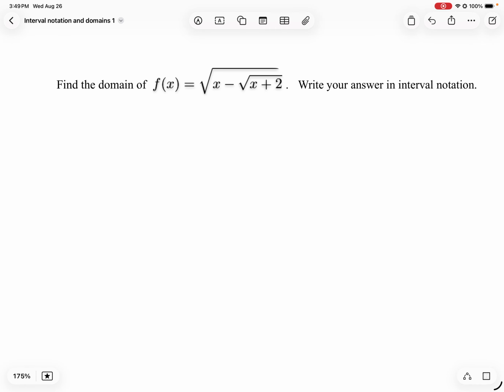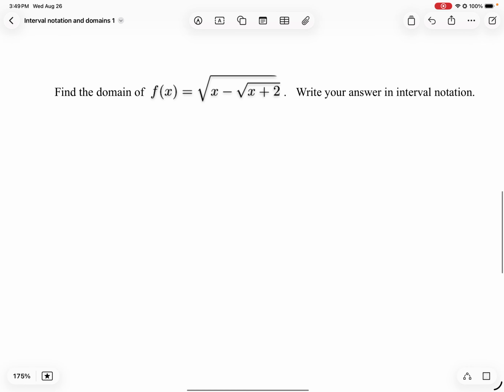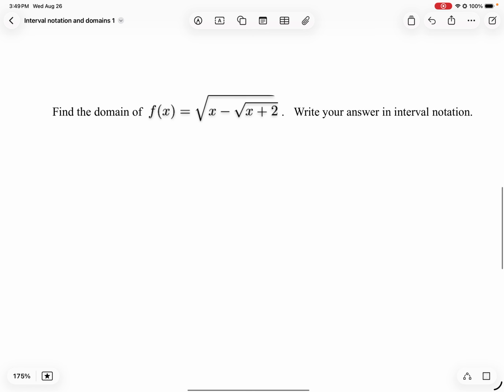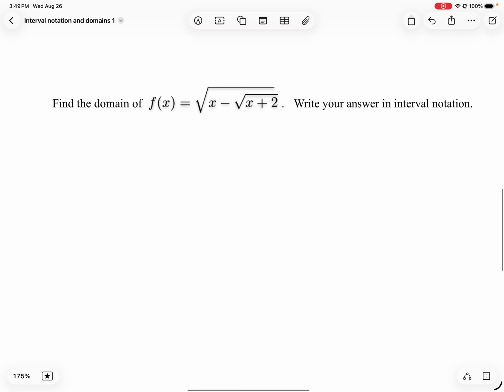In this video, we'll be solving this math problem under Algebra 2 involving functions, domain, and answers in interval notation with nested square roots here. So here's the problem statement. Find the domain of f of x equals square root of x minus square root of x plus 2, and write your answer in interval notation.